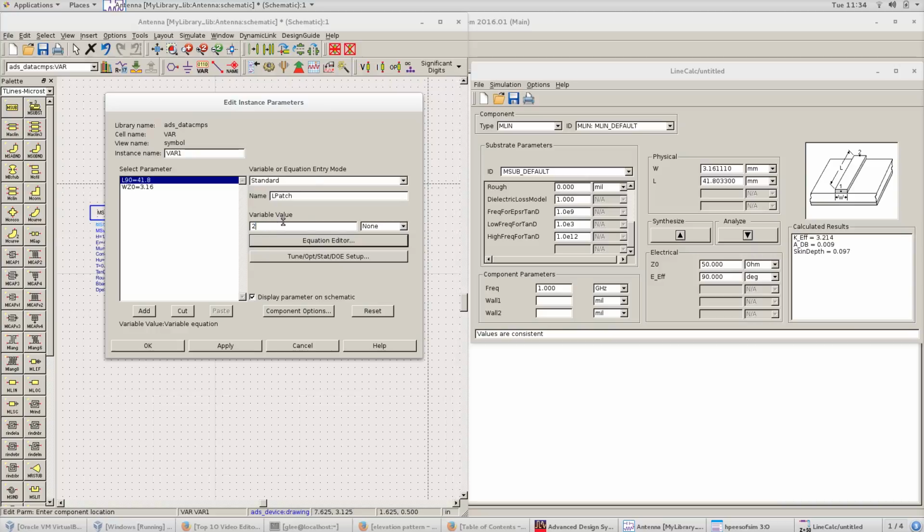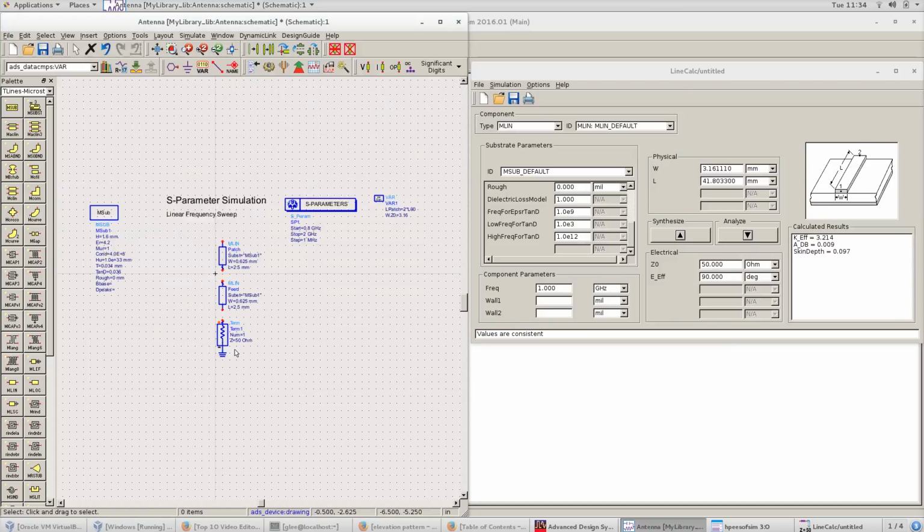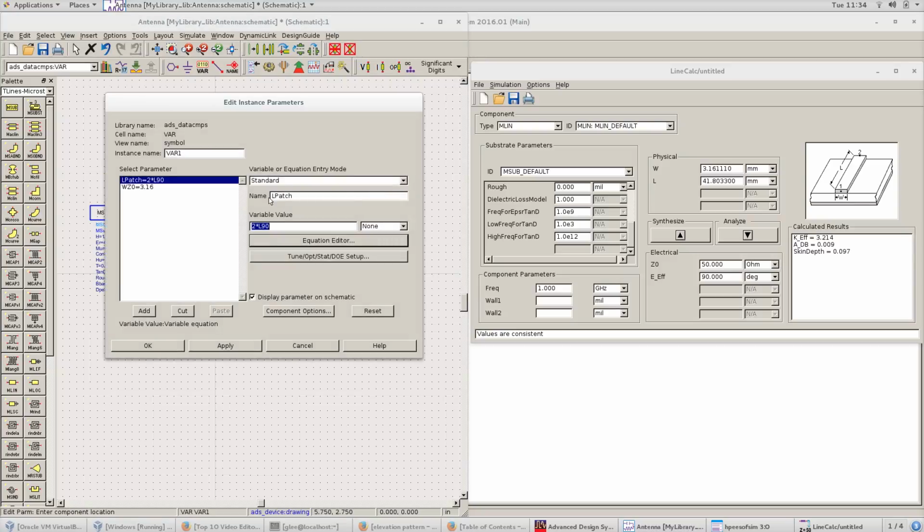Which is going to be 2 times L90. Oops. And see how I hit OK instead of add? That caused my problem. So again, I'm going to re-put this 41.8 and then do add. And then I'm also going to do width of patch, so it's going to be W patch. And this one I'm also going to do as 2 times L90.